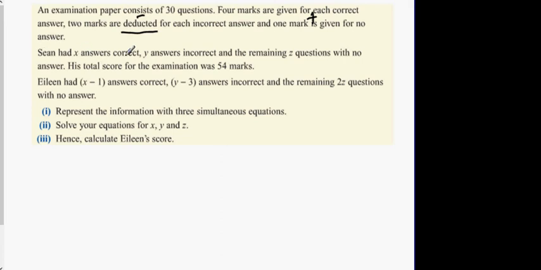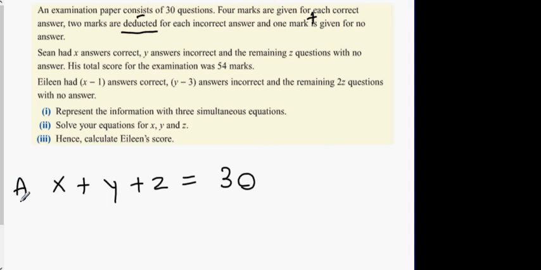Sean had X answers correct, Y answers incorrect, and the remaining set of questions with no answer. The easiest equation to get is the number of questions completed in the exam. You get X questions right, plus Y questions wrong, plus the Z questions you didn't answer. The total amount of questions is 30. All the questions added together must be 30. That's the first equation, equation A.